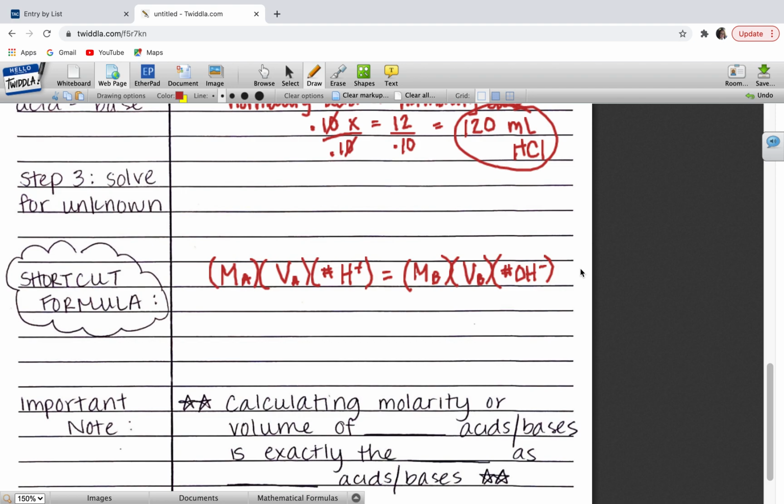So listen, we could have set up the problem like this and done it real quick and easy. Molarity of that acid was 0.10. We didn't know the volume. 1 hydrogen in hydrochloric acid. Set that equal to molarity of the base, 0.12 times 50. There were 2 hydroxides in the chemical formula for magnesium hydroxide.